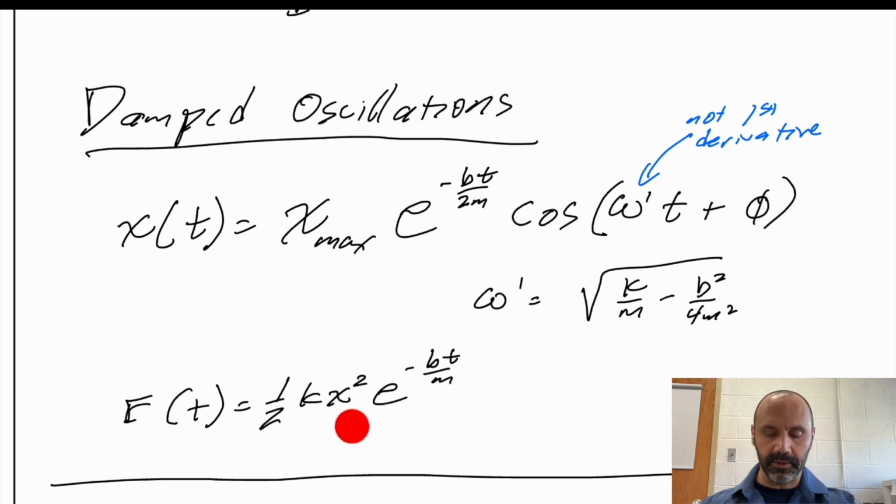Energy then, the total energy decreases according to e to the negative bt over m. You get used to seeing this. You see this a lot. This form of an equation, even in E and M, we get this kind of thing showing up.